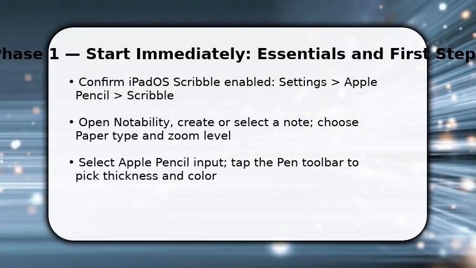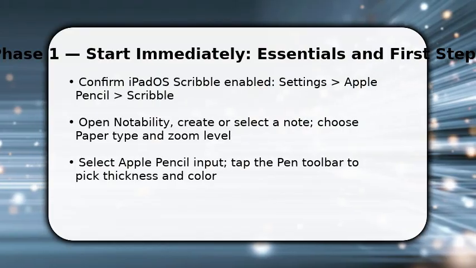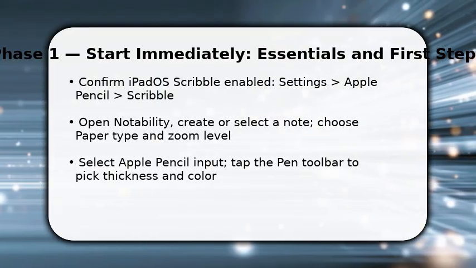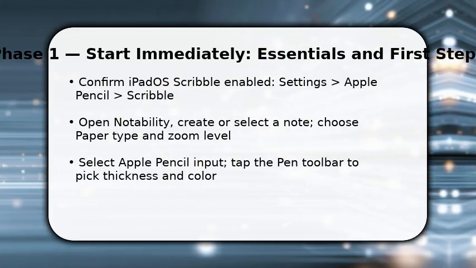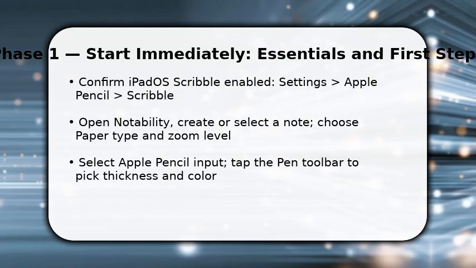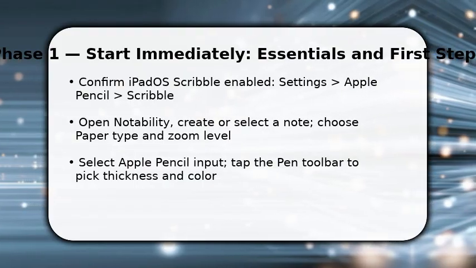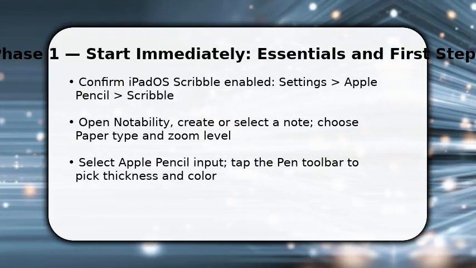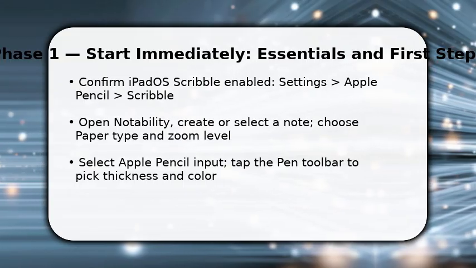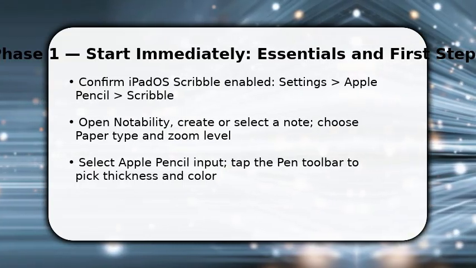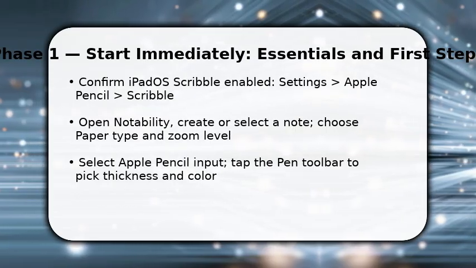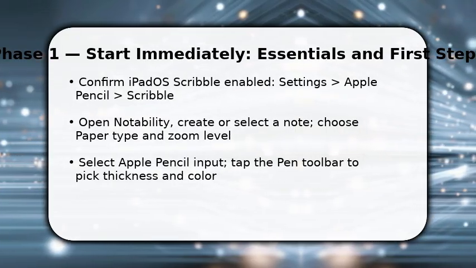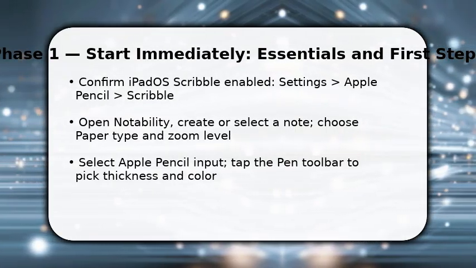You need the basics in place. Scribble turned on in iPadOS and Notability open to a note. First, pick the pen tool, choose a thickness and color so your strokes read clearly. Then, set a comfortable zoom: in for fine detail, out for broad gestures. Once done, rest the hand if supported. Make sure palm rejection is working by writing a short word. These initial steps get you writing immediately, avoiding shaky lines and accidental marks.